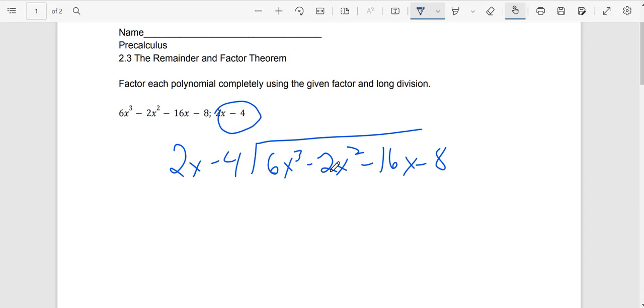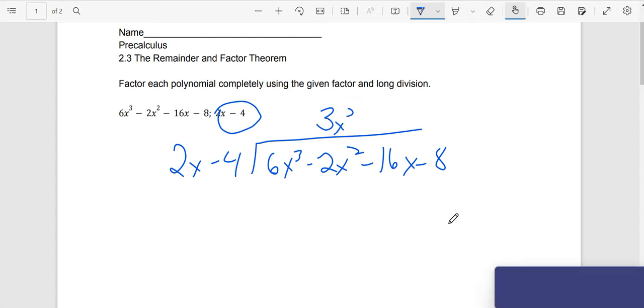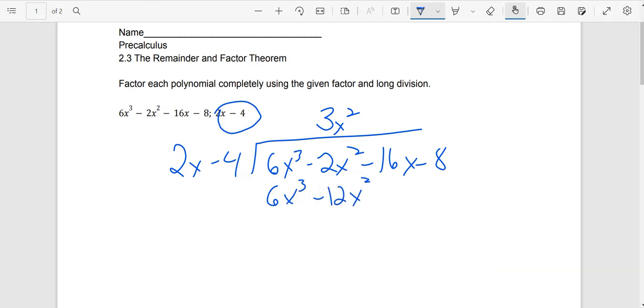What times 2x gets you 6x to the third? So let's start with the number. What times 2 gets you 6? It's 3. Then what times x gets you x to the third? It's x squared. So 3x squared. I'm going to multiply 3x squared to both terms. 6x to the third minus 12x squared. What I like to do, just to help me with signs, is I'll put that in parentheses and subtract.